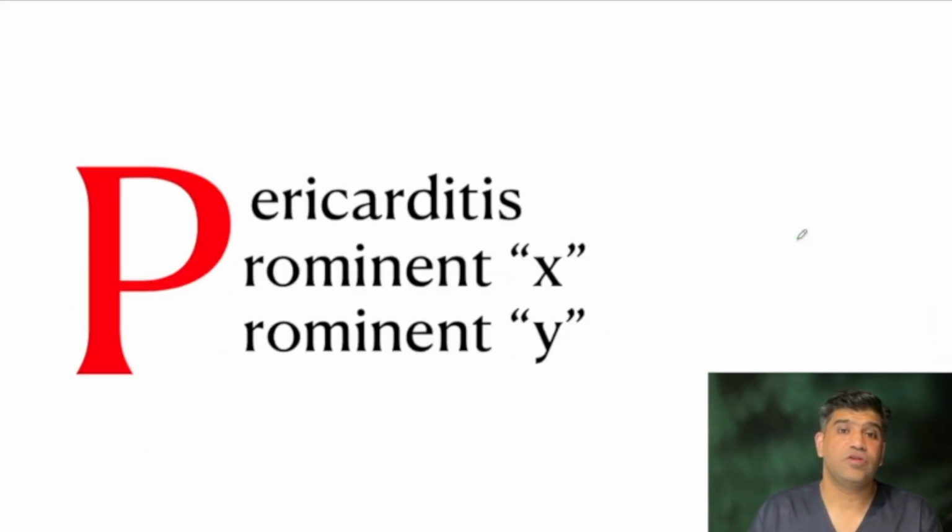In case you are not able to correlate the things, you can remember it with a simple mnemonic. P stands for pericarditis, P stands for prominent X, and P stands for prominent Y. So chronic constrictive pericarditis has two P's. It has a P in itself, pericarditis, and two more P's, prominent X and prominent Y.